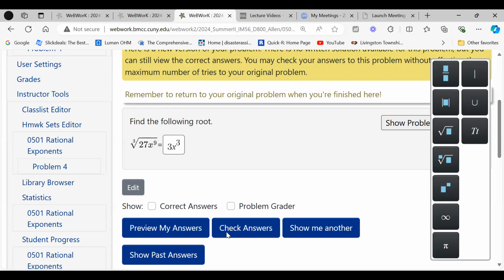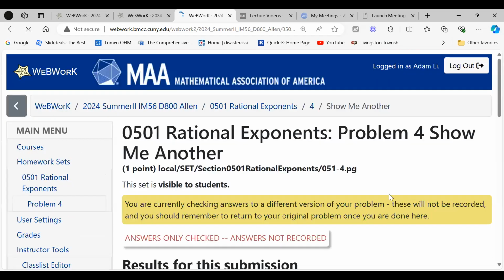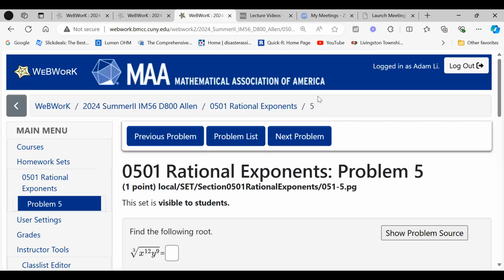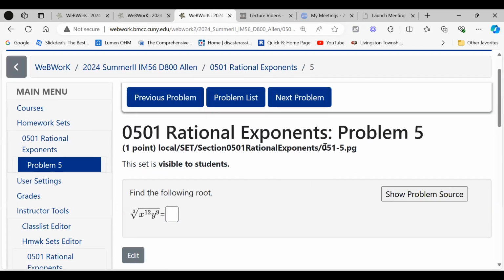So check the answers. Should be good. All right, that's it. It will get a little bit more complicated, just in terms of the difficulty level, right?